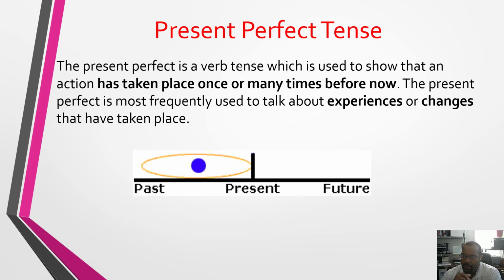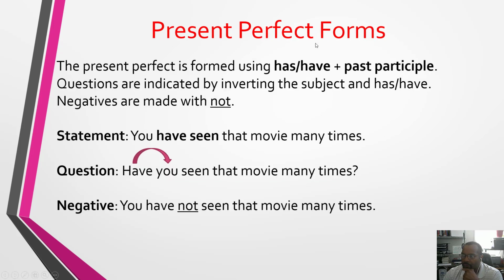The present perfect tense is a verb tense, which is used to show that an action has taken place once or many times before now, before the present. Okay. The present perfect tense is most frequently used to talk about experiences or changes that have taken place. All right. So if you look at my graph here, my representation, it's things that have happened in the past, maybe once or many times. Okay. Present perfect forms. All right.